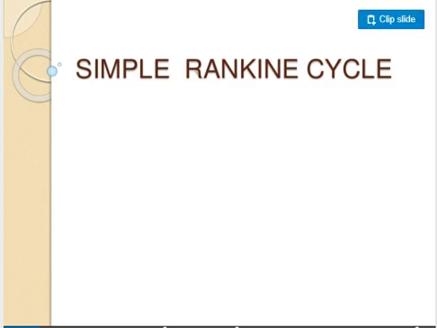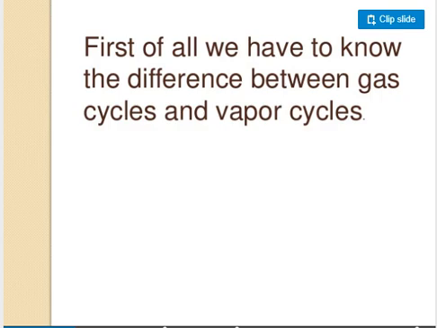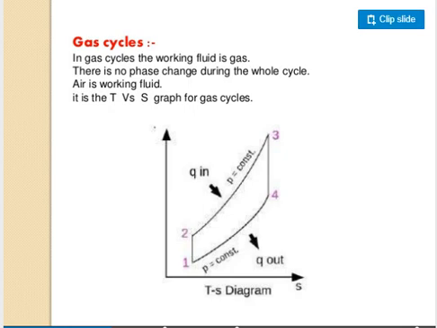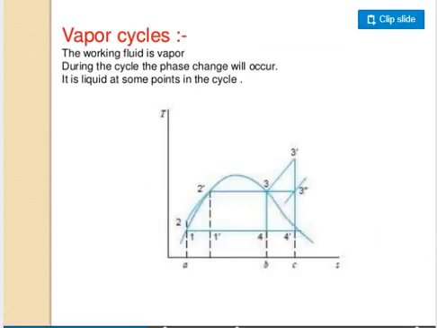Today we are going to study the simple Rankine cycle, in which first of all we have to know the difference between the gas cycles and vapor cycles, and discuss the gas cycle. In the gas cycle the working fluid is gas and there is no phase change during the whole cycle. Air is the working fluid, and this is the T versus V graph for the gas cycle. Then we discuss another cycle, the vapor cycle.